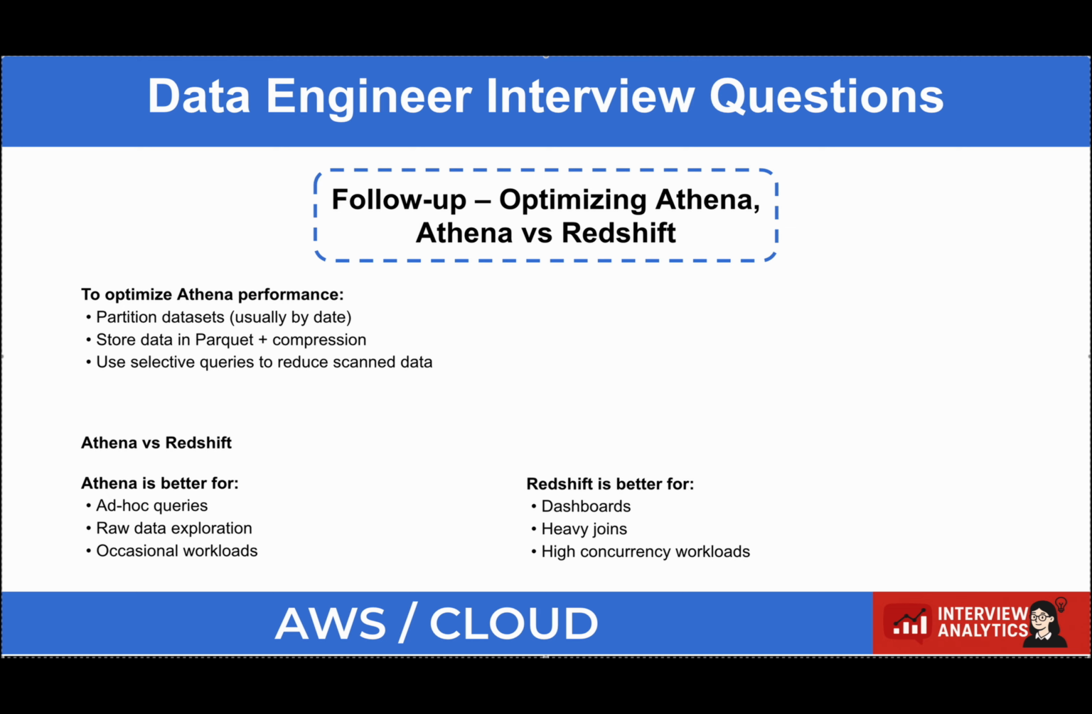For the comparison regarding Athena versus Redshift, these two tools are built for two different operations. Athena is better for ad hoc queries, raw data exploration, and occasional workloads. Meanwhile, Redshift is better for dashboards, heavy joining, and high concurrency workloads.